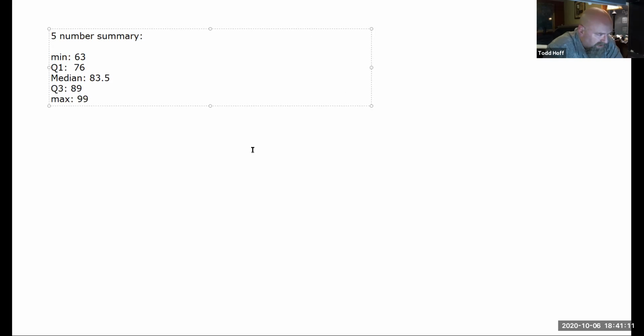So this 5-number summary can be used to create a box plot, sometimes referred to as a box and whisker plot. To do that, we make a number line again, very similar to our dot plot. So we have to go from 60. Let me try that again.